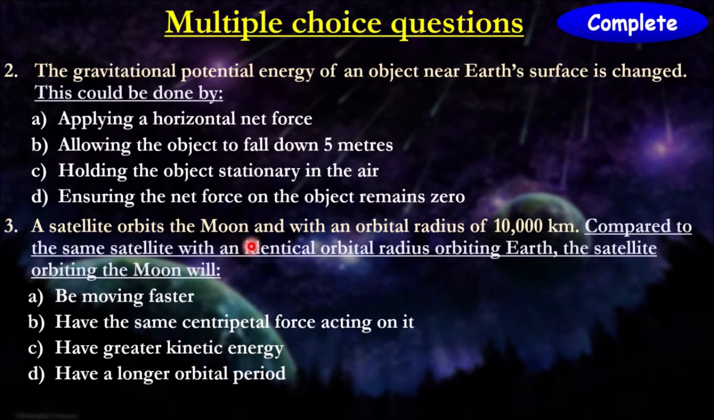A satellite orbits the moon with an orbital radius of 10,000 kilometers. Compare the same satellite with an identical orbital radius orbiting Earth. The satellite orbiting the moon would be moving faster, have the same centripetal force, have greater kinetic energy, or have a longer orbital period. So pause this video here if you would like to work out those two questions. I'll go through the answers in 5 seconds.